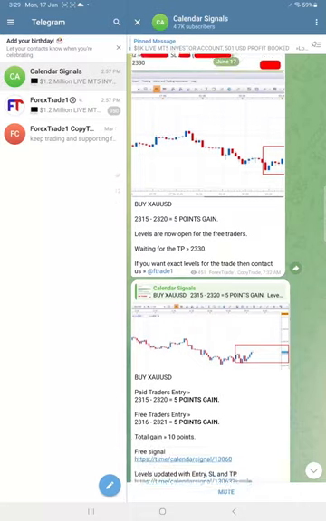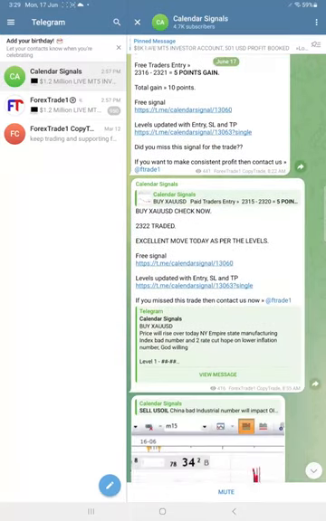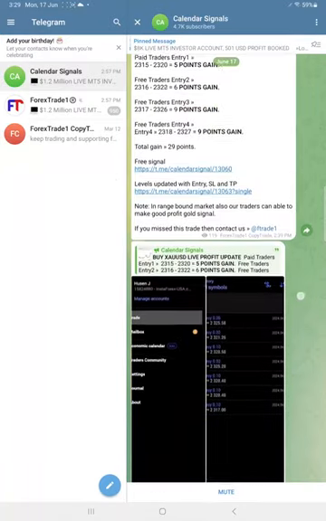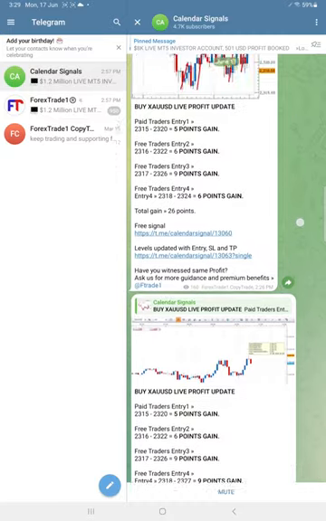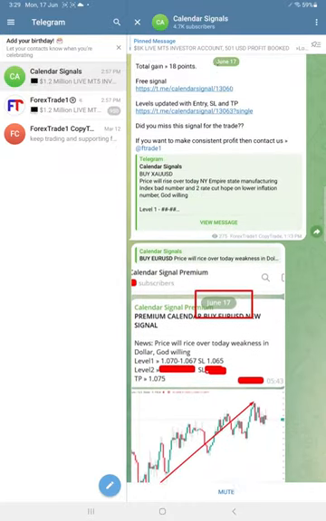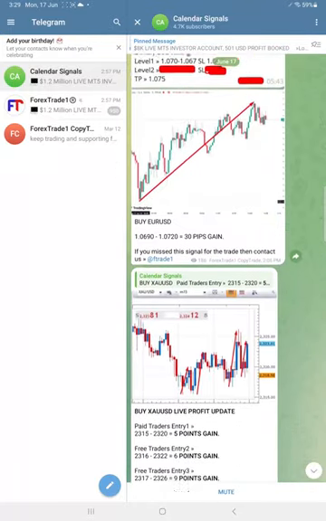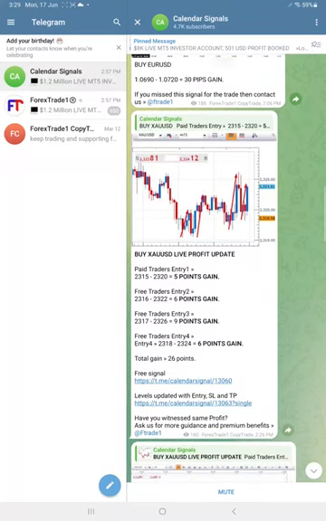Precisely from our given levels, gold performed very well, and total gain of 29 points on gold. Here you see the update, 29 points gain on gold. And EURUSD made 30 pips gain, and US oil made 0.5 points gain.